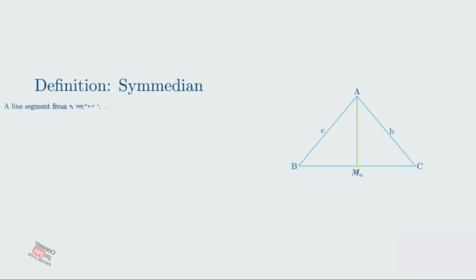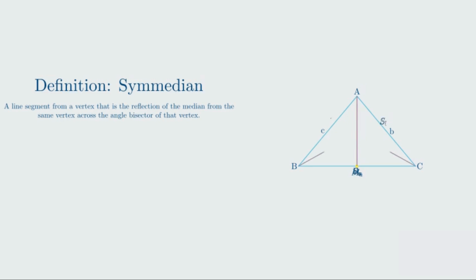A symmedian from a vertex is the reflection of the median from the same vertex across the angle bisector of that vertex. So, it's a symmetrical median. The reflection line is the angle bisector. Let's visualize that. Here is our median, AMA. Let's draw the angle bisector of angle A. This bisector divides angle A into two equal angles. The symmedian, which we'll call ASA, is the line we get when we reflect the median AMA across the angle bisector ADA. Think of the angle bisector as a mirror. Now we have our symmedian, ASA.